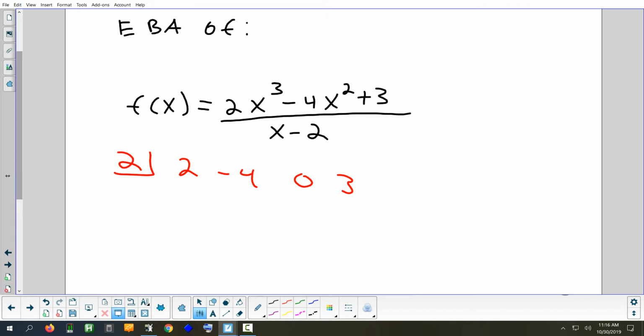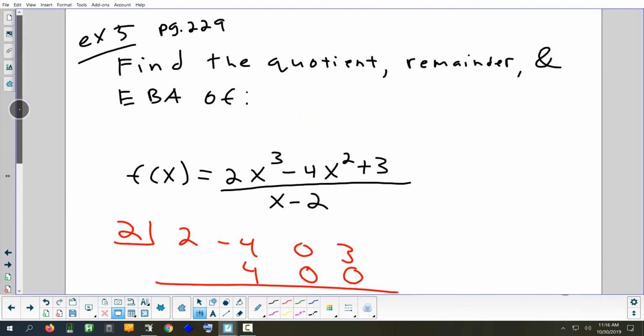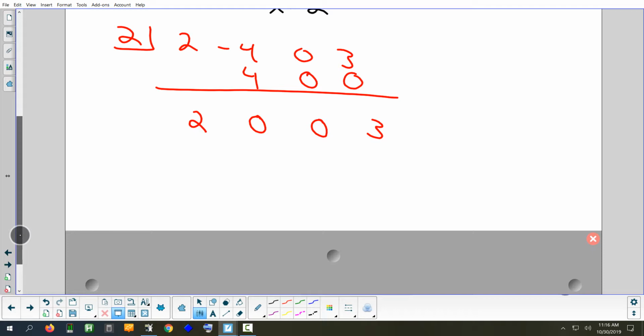Okay, so let's divide this out. Bring down the 2. Multiply 2 times 2. Add that column up. Multiply 2 times 0. Add that column up. Multiply 2 times 0. Add that column up. Okay, so the directions are find the quotient, the remainder, and the EBA.